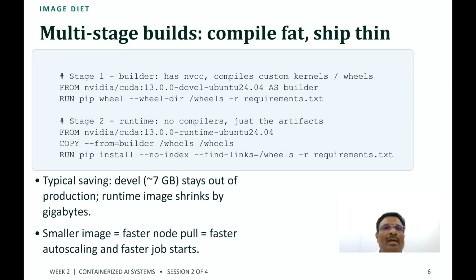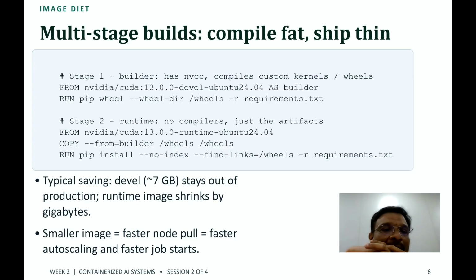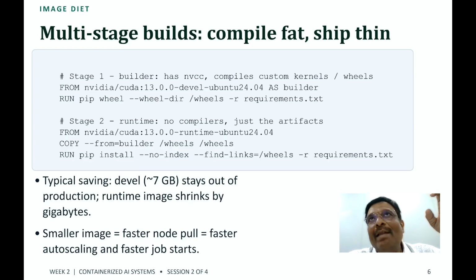Okay, so now here we are talking about multi-stage builds. As I have told you, you run pip wheel and requirements.txt, and the second thing is you can generate your own requirements, in case you don't want to make your container very heavy or bulky. The basic idea is runtime images can actually be shrunk. The smaller the image you generate, the faster the node pull, the faster the auto scaling and the faster the job starts.